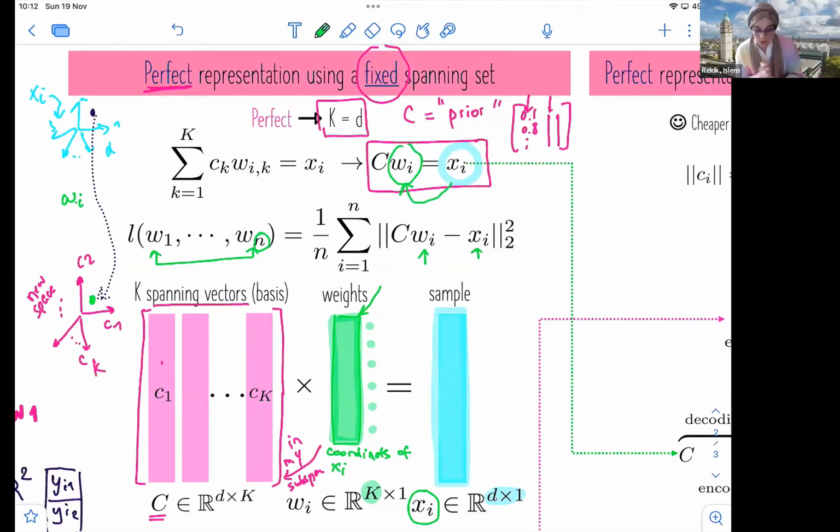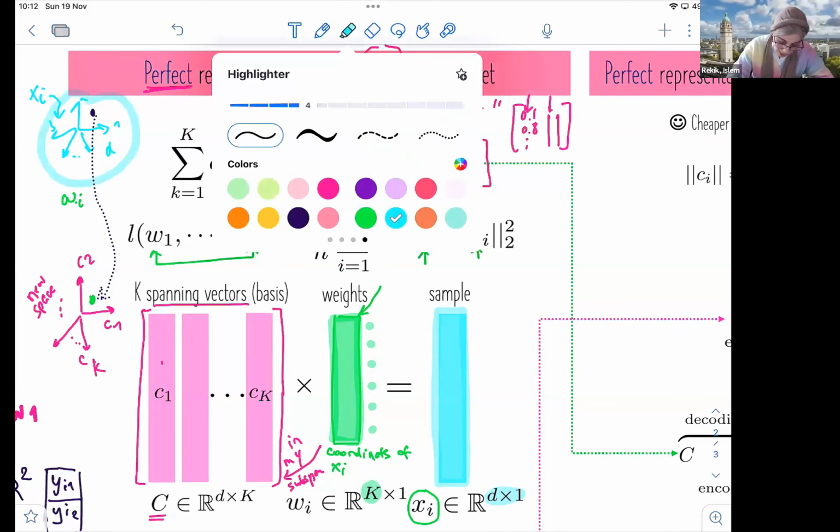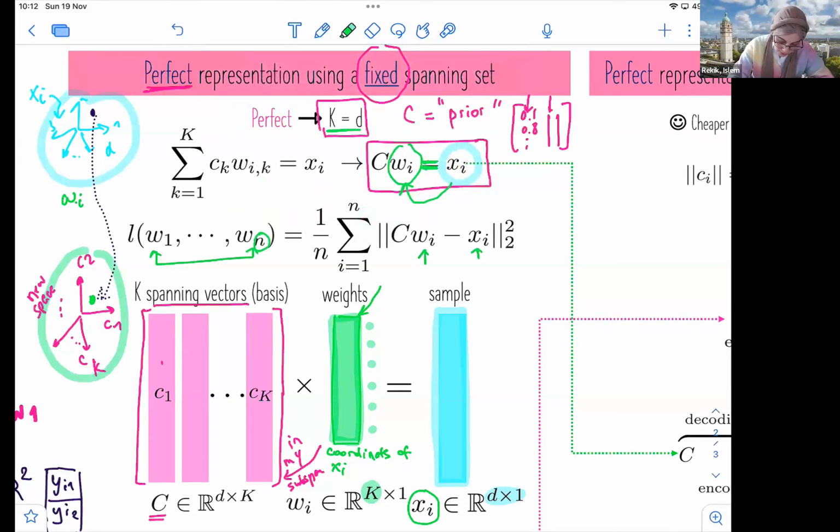All right. So this is how we formalize it. We have an equality here, which means that because you have the same number of dimensions, you can have a perfect representation of your sample into the new space. So you go from the first space to the mapped or transformed space.